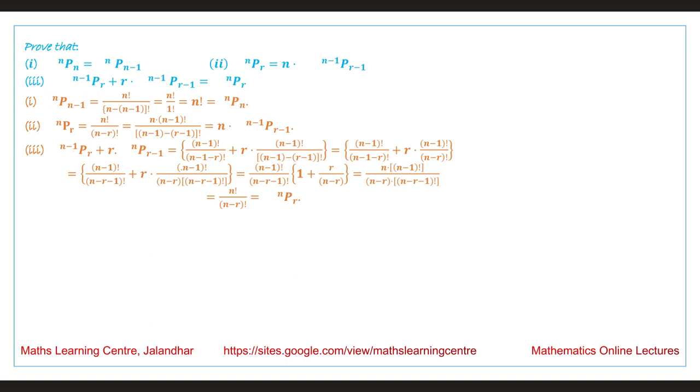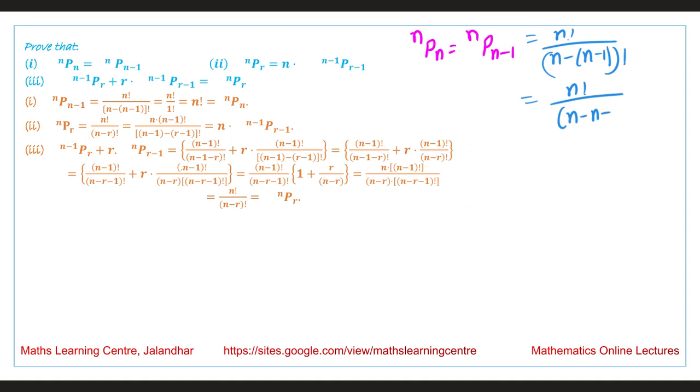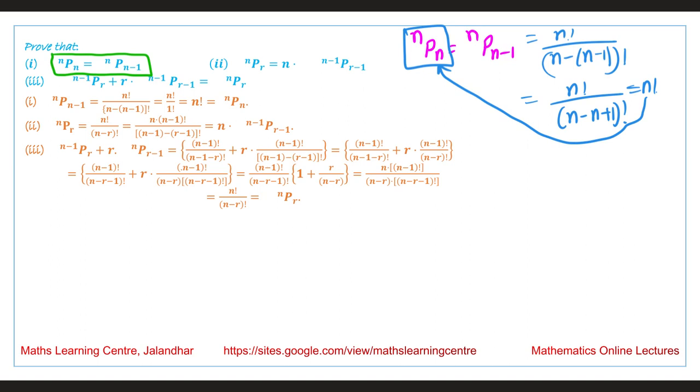Next we have to prove that nPn is equal to nP(n-1). So if we are talking about the value of nP(n-1), it is n factorial over (n minus 1) factorial. This is equal to n factorial over (n minus n plus 1) factorial. This is equal to n factorial, and n factorial is the value for nPn. So this is the first part we have proved, that nPn is equal to nP(n-1).